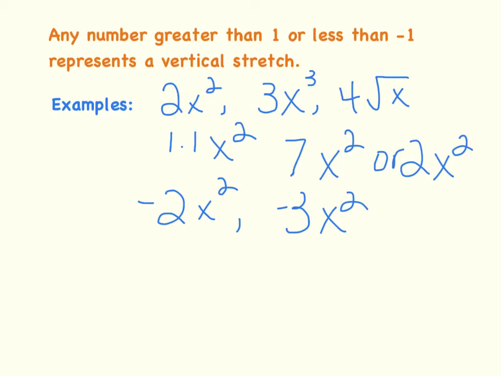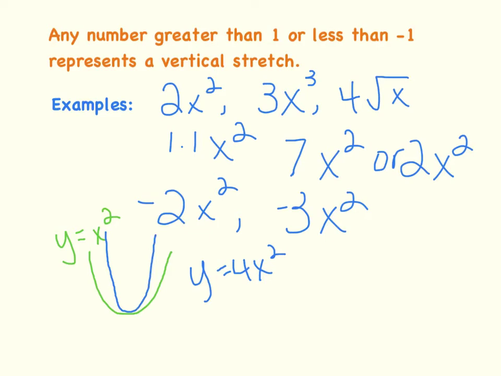Now what this would look like on a graph is if we said that this is the parent function and this represented y equals x squared. Now if I were to change this to y equals 4x squared, then my parabola, as it's called, would be narrower. Okay? And so now what we're going to look at next is what happens if we have an A value that's greater than 0 but less than 1.